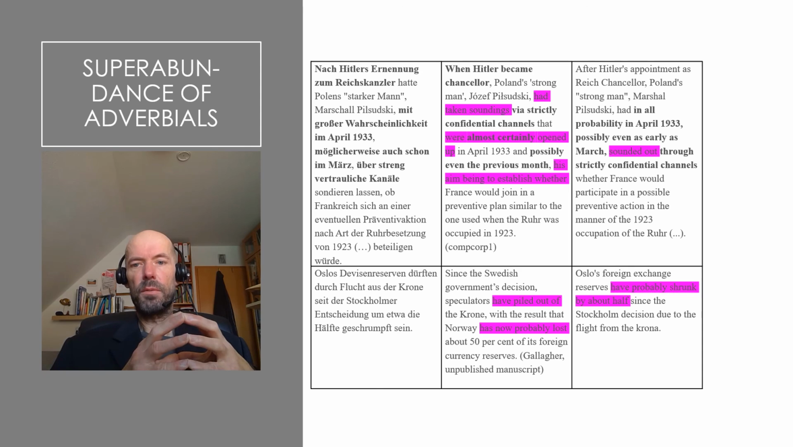The translation produced by John Desmond Gallagher in an unpublished manuscript reads as follows. Since the Swedish government's decision, speculators have piled out of the corner, with the result that Norway has now probably lost about 50% of its foreign currency reserves.